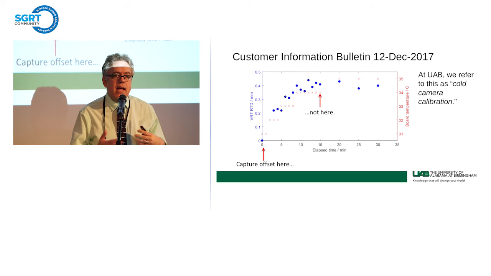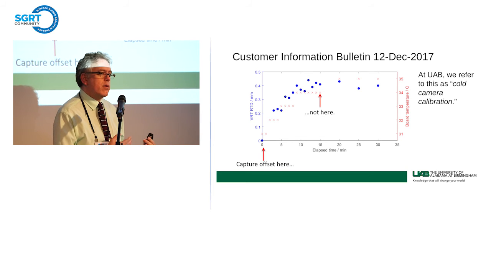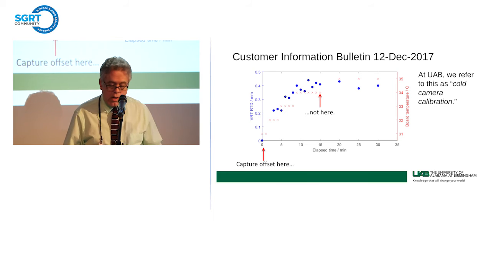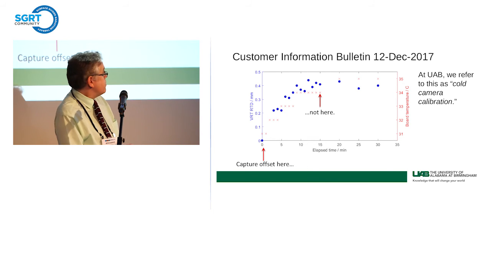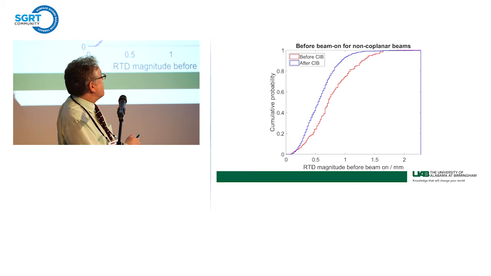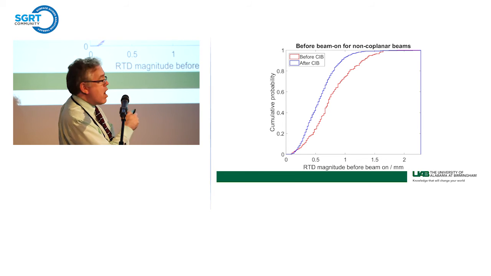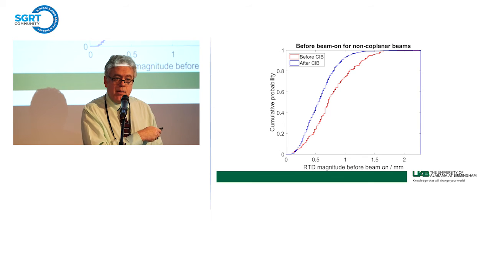And evidently that has to do with, as the CIB points out, consistency with other calibration procedures. And so at our institution, we started to call it the cold camera calibration. We were skeptical, but it makes a difference. So what I'm showing you here is a histogram of the frequency of real-time deltas for non-coplanar beams before and after we applied this calibration procedure.